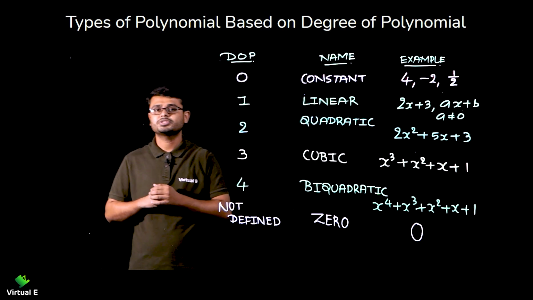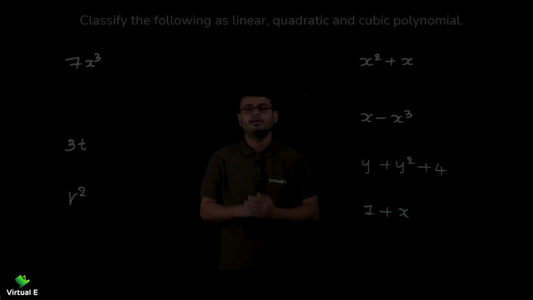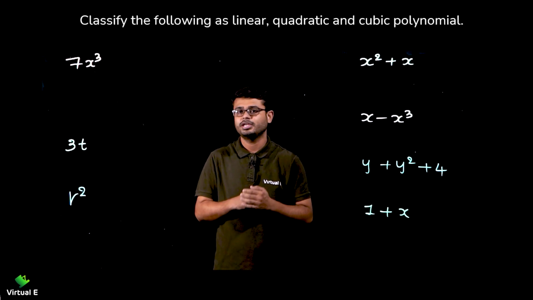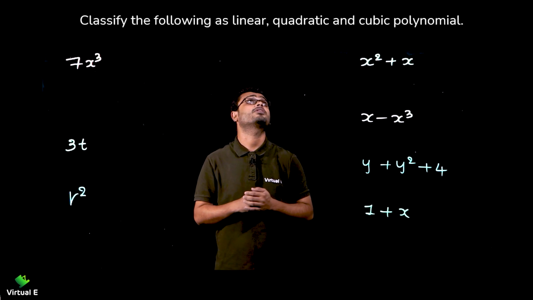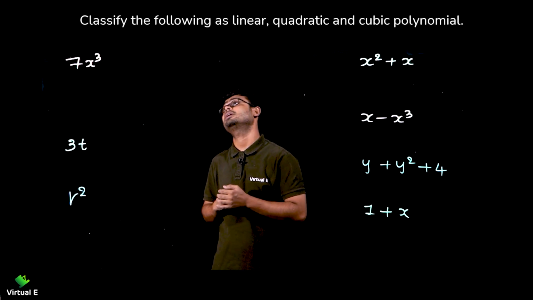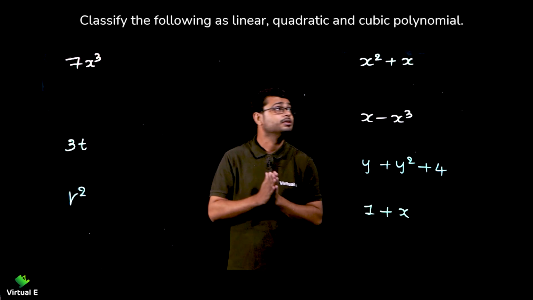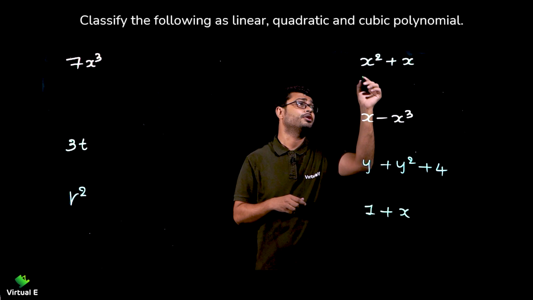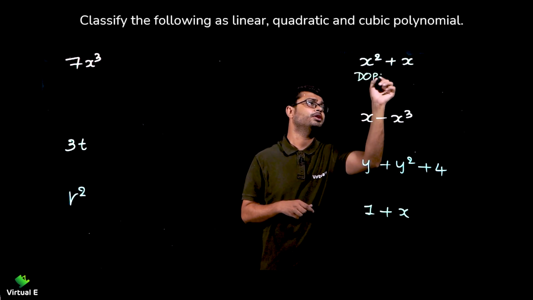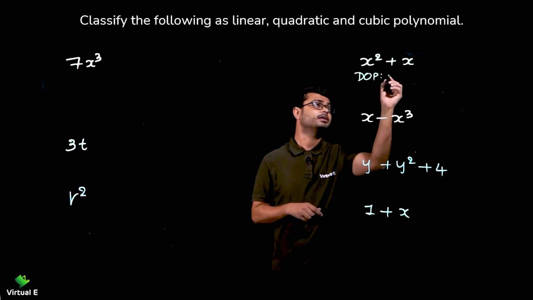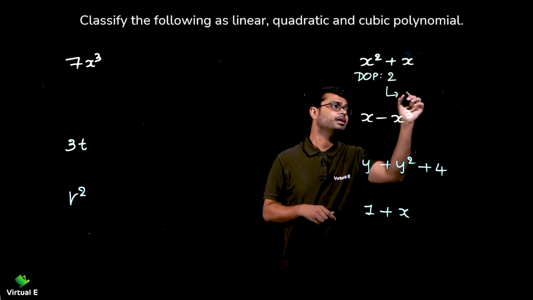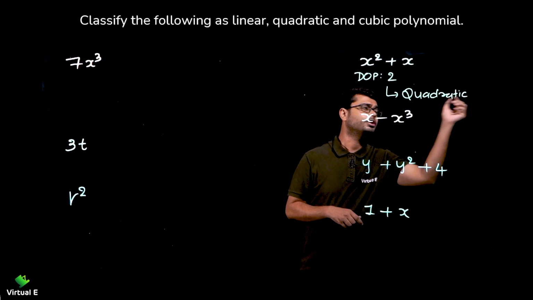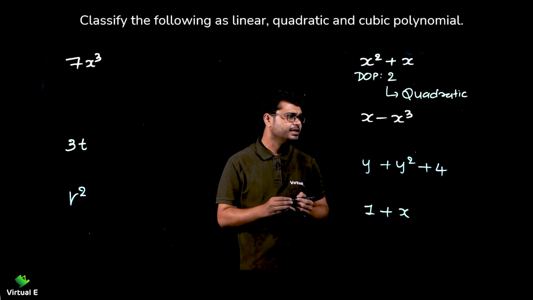Now let's discuss a few questions based on this. Let's solve the problems based on classification of polynomials based on degree of polynomial. Classify the following as linear, quadratic and cubic polynomials. Let's start. The first step is to find the degree of polynomial. Now the degree of polynomial in this case, with powers 2 and 1, is 2. So what will it be? Quadratic polynomial. Simple. Now the second case.